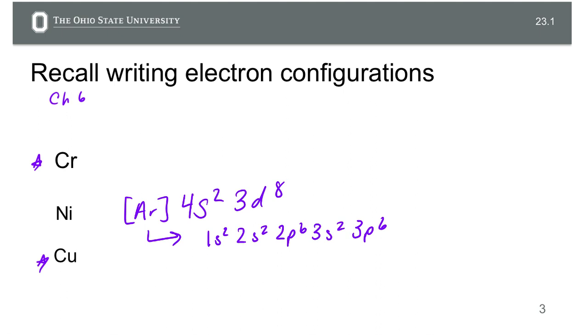I mentioned that chromium and copper are exceptions. And the electron configurations for these, let me write it out and then we'll talk about why it's an exception. So for chromium, again, row 4, so we're going to use argon in brackets. Then it's 4s1 and 3d5 for its electron configuration. Does anyone remember why this exception exists?